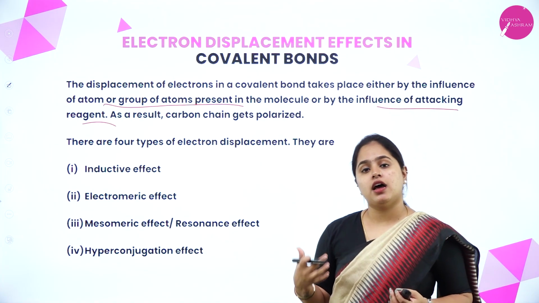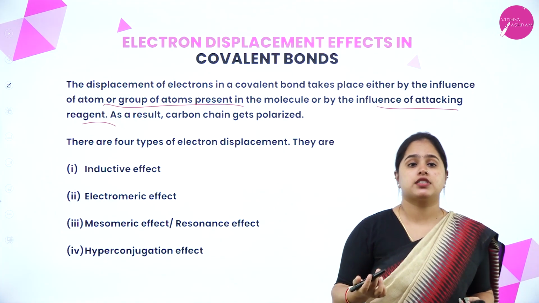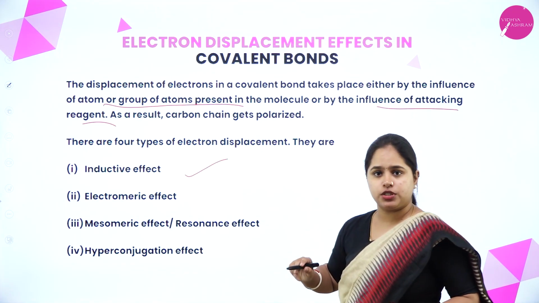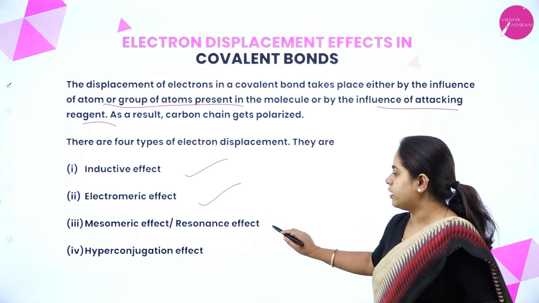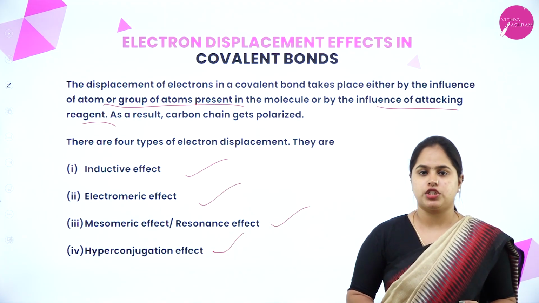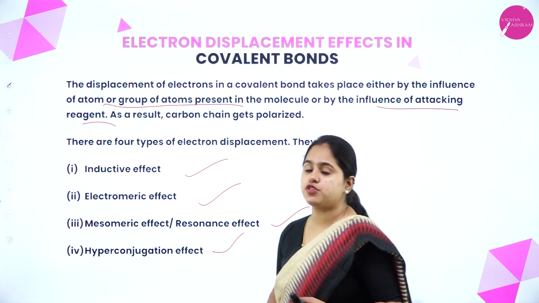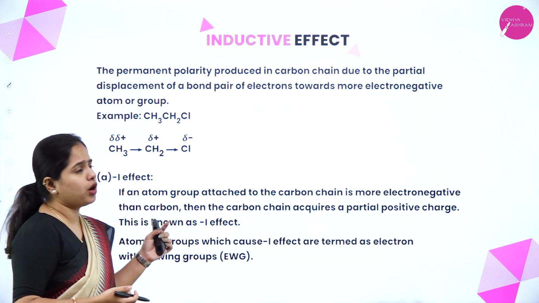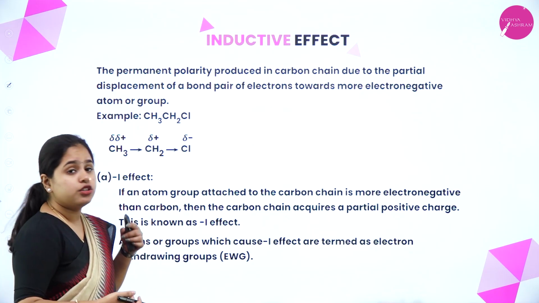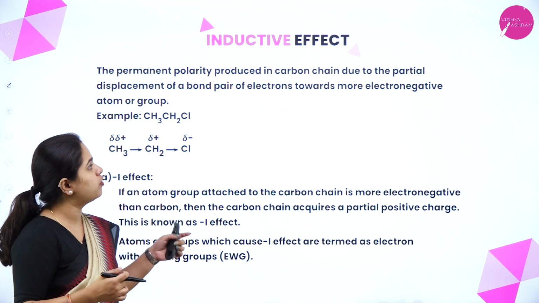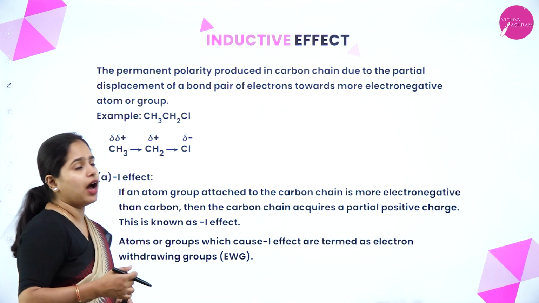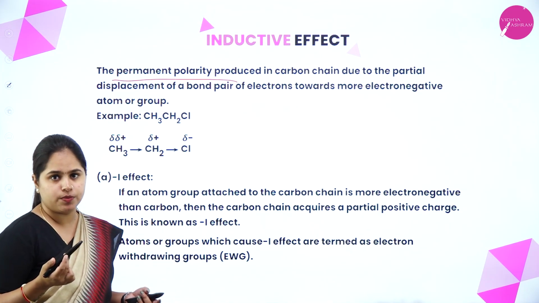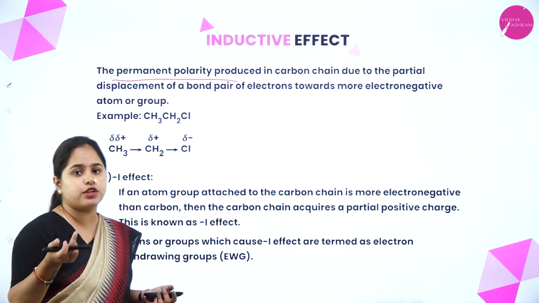Based on this, there are various electron displacement effects that we have to study. There are 4 effects that you will be studying in this chapter: inductive effect, electromeric effect, mesomeric or resonance effect, and the last one is hyperconjugation effect. In this session, we will begin with the first one, that is the inductive effect. So what is the inductive effect? It is the permanent polarity produced in a carbon chain due to the partial displacement of a bond pair of electrons towards the more electronegative atom or group. So it is a permanent effect.